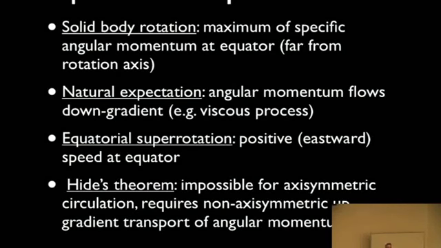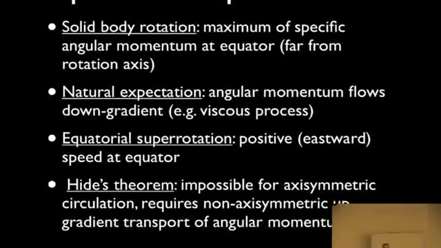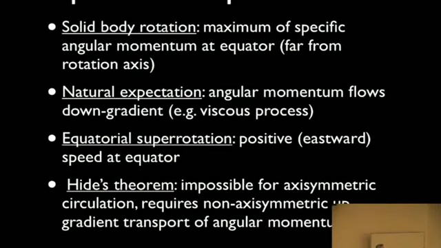By definition, east is in the direction of rotation on a planet, and west is in the opposite direction of rotation. So when we talk about an eastward wind, it means a wind going towards the east, going in the same direction as the rotation of the planet. And so the significance of super rotation is the following.